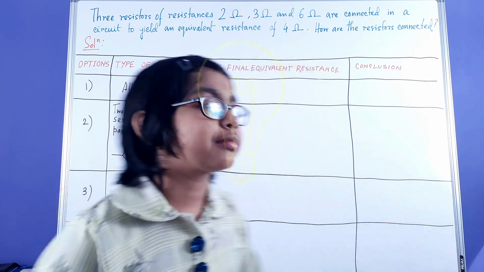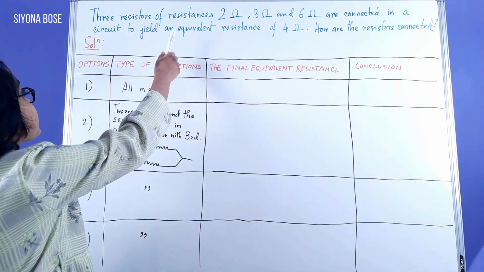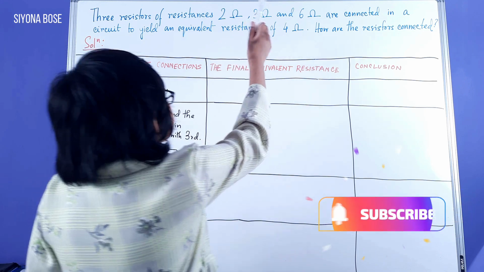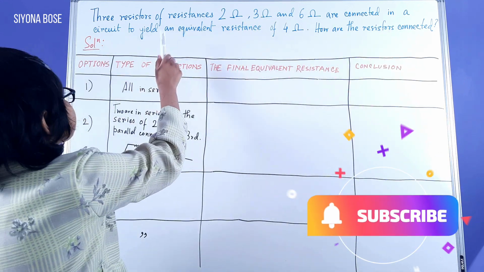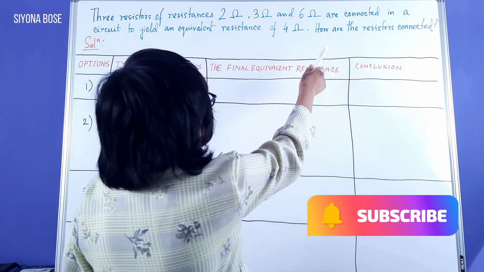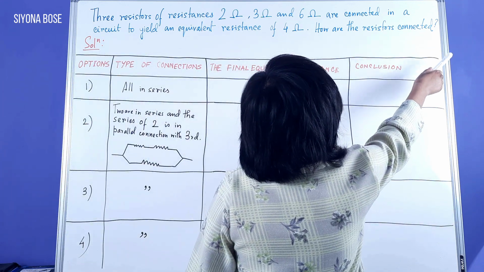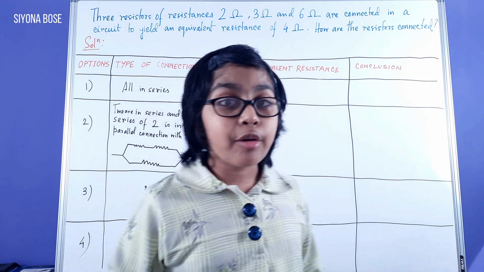So let's begin. Three resistors of resistances 2 ohms, 3 ohms, and 6 ohms are connected in a circuit to yield an equivalent resistance of 4 ohms. How are the resistors connected? Okay, now we can begin.